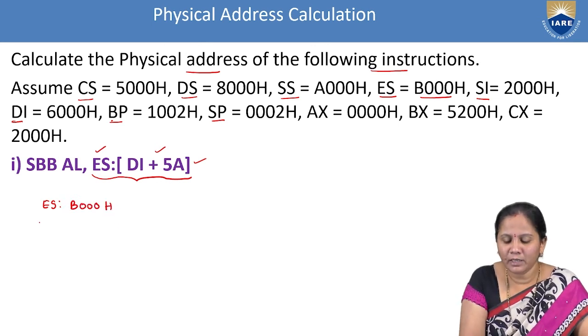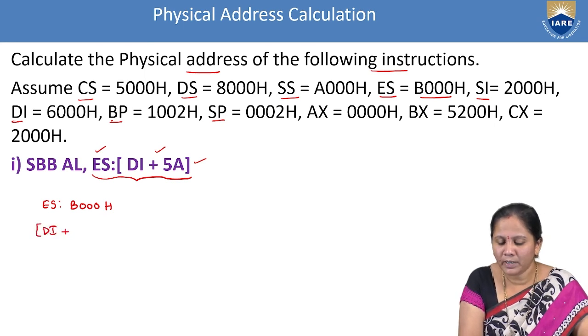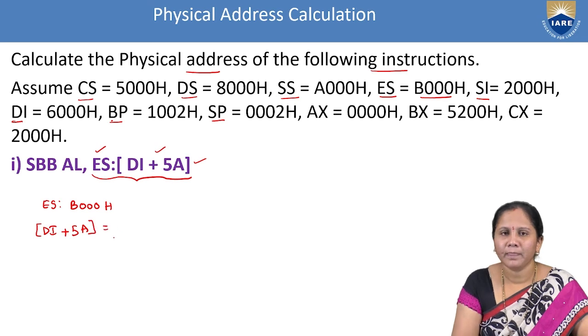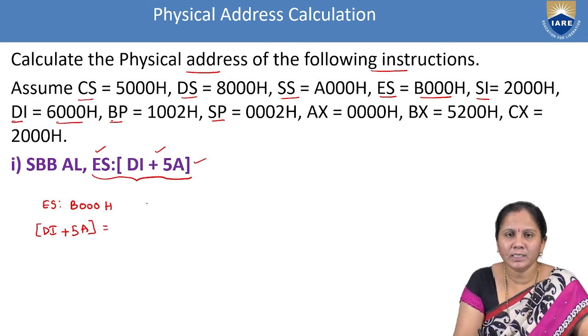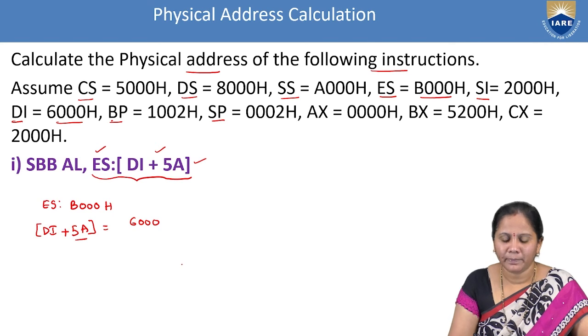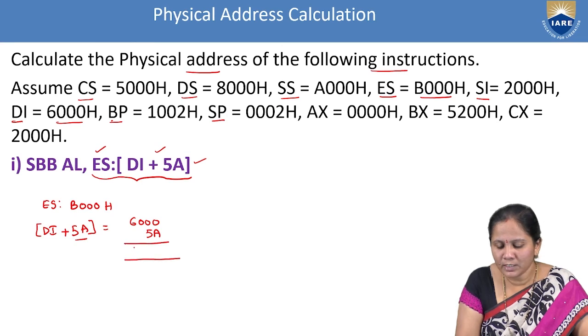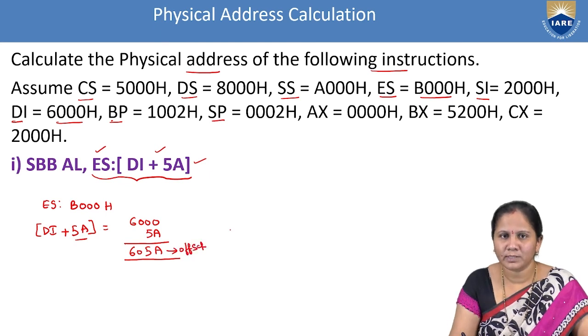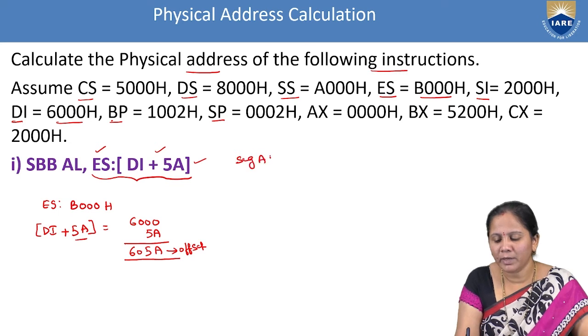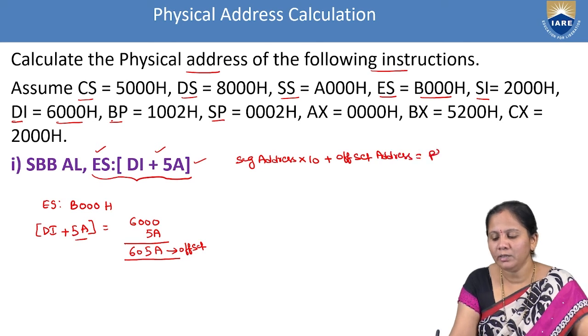In the given data, the value of the extra segment is B000H. And the offset value comes from DI plus 5A. Based on the given data, the value of DI is 6000, and for this we have to add 5A. The value we get here is 605A. What is this? It is the offset value we have to use. We have the formula for this also: segment address into 10 plus offset address. It will give the physical address value.